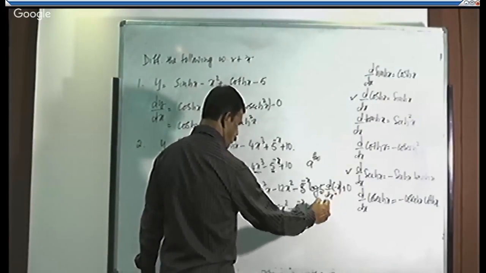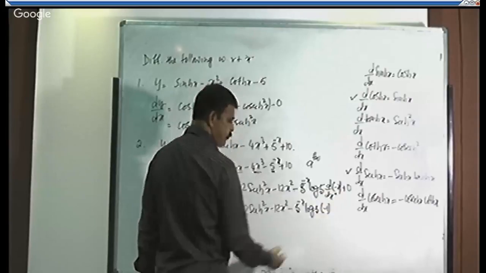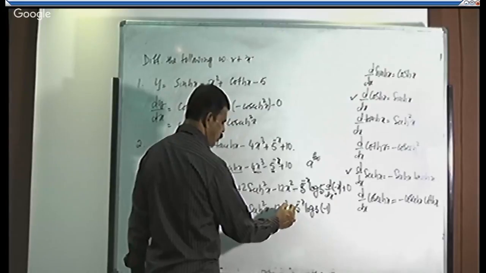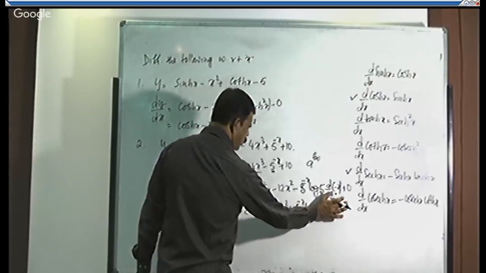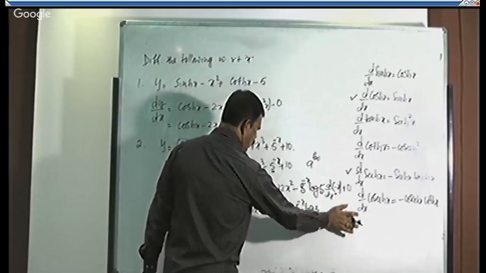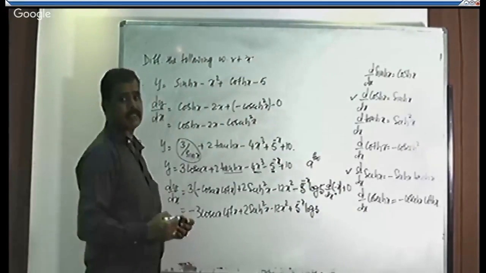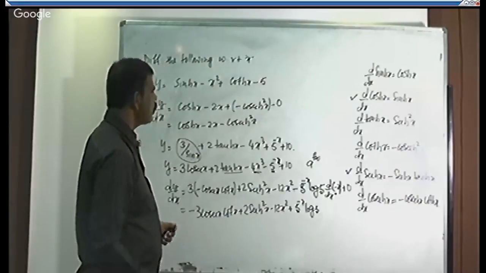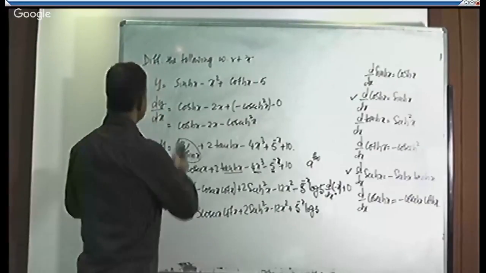Differentiation of minus x is what? Minus 1. You can take directly this minus 2 here, it becomes plus and this will cancel. So this is the answer, right? So here we have used the sum or difference rule, correct?